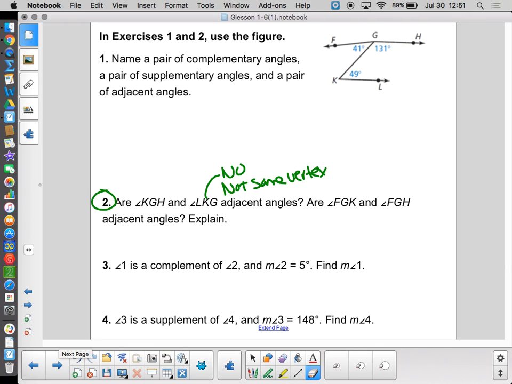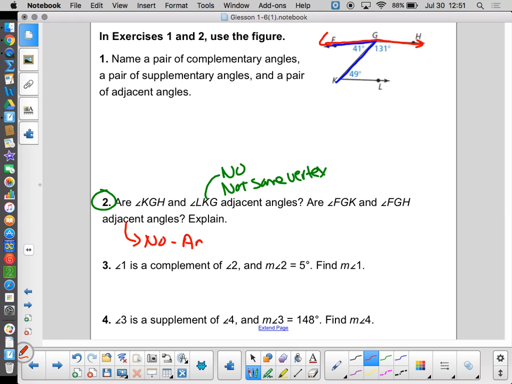Then it asks FGK and FGH. Well, let's see. FGK and FGH. Are those adjacent? Well, they do have the same vertex. They do share a side, but they overlap. So no, angles overlap. That might be a decent explanation. If you said the angles share common interior points, that would be the formal way of saying it. I'm fine with the idea of angles overlap.